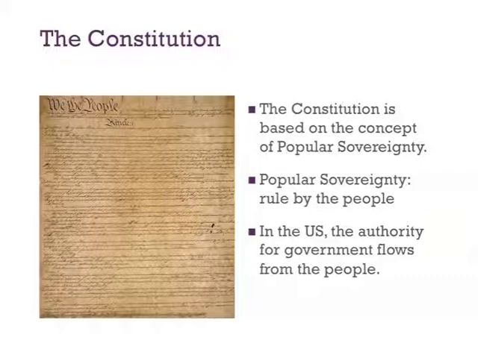Popular sovereignty is the cornerstone of democracy. It means literally rule by the people. In the American government, authority for the government flows upwards from the people. If the people do not like what their government has done, the people are entitled to get rid of that government. We are a revolutionary country. We are founded on revolution and dissent.